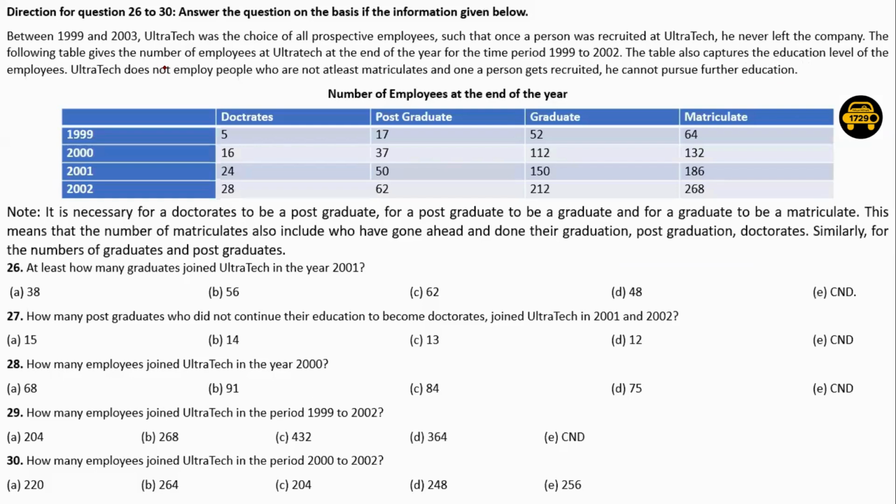All right, so let's have a look at this set. This is a set of cumulative data. We can find such kind of sets very often in CAT these days. So let's read it out.